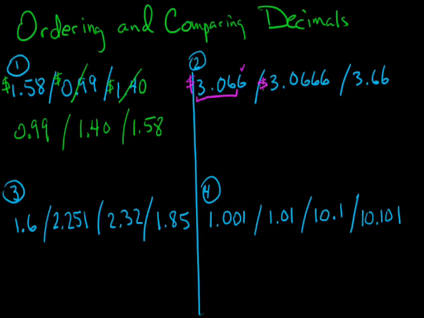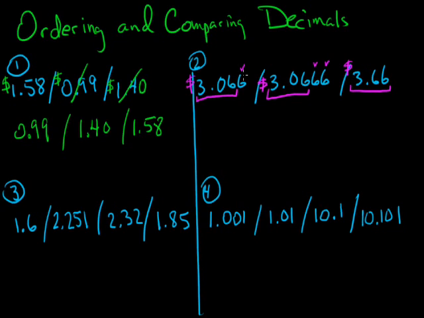The next decimal, we have 3 and 666. That would be called the 10 thousandths, but we don't have to worry about that. This is like $3.06, but then this has 2 sixes to the right of the 6 pennies. And then the last one is just a plain old $3.66.